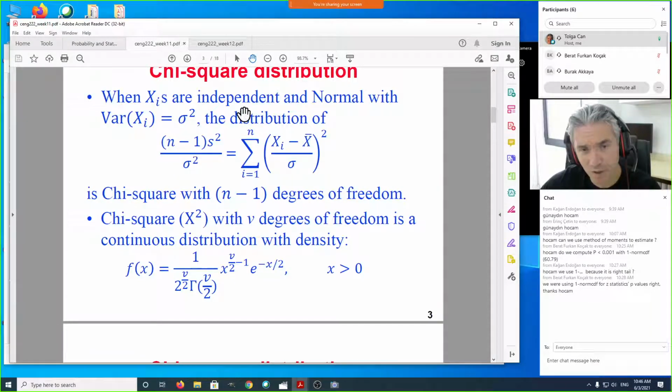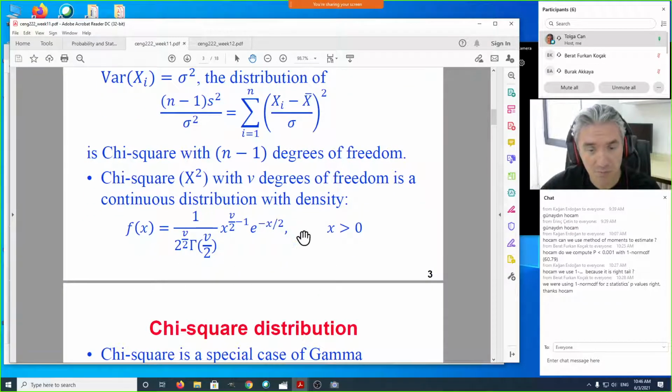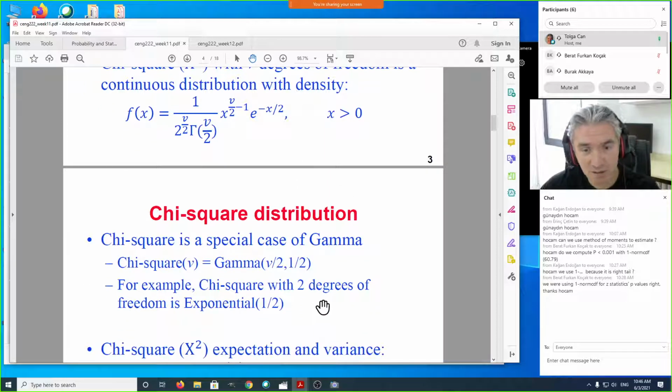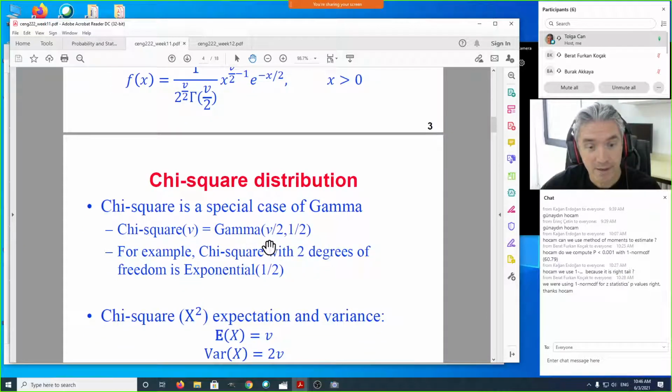So we don't need to know these details. We have skipped that section. And you don't need to know this PDF of chi-square, but there are some relationships of chi-square with other distributions. Chi-square is a special case of the gamma distribution where the alpha value of the gamma is degrees of freedom divided by 2, and lambda is 1 over 2. So for lambda of 1 over 2 and alpha of degrees of freedom divided by 2, chi-square is that same distribution. So it's not a completely new distribution.